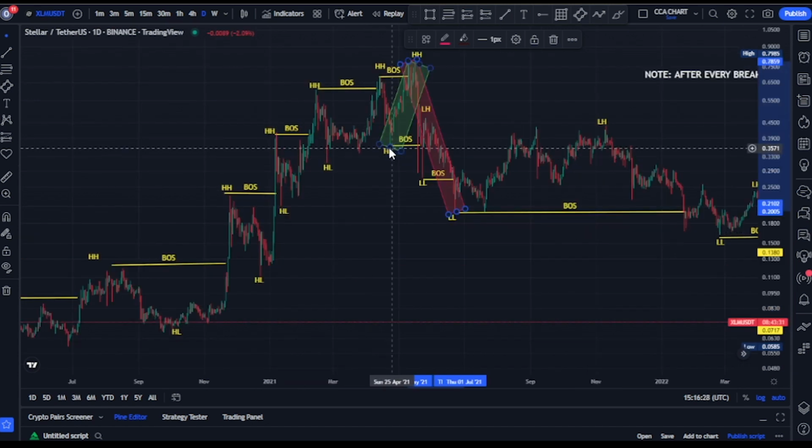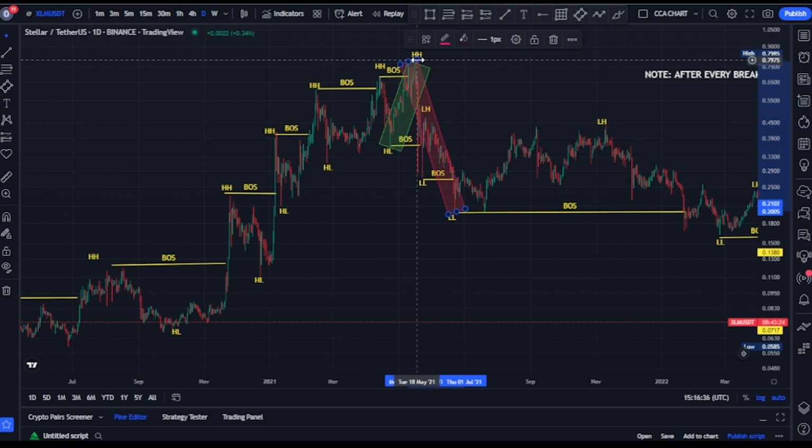So guys, from this point, we see the bulls took price from $0.3571, broke more structure to the upside and took price back to about $0.7975. Guys, expecting a pullback. Sure, we saw a pullback.